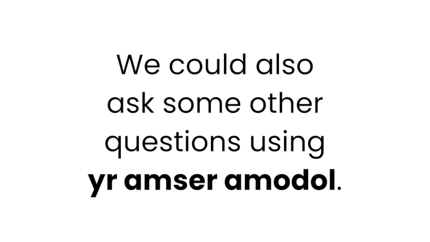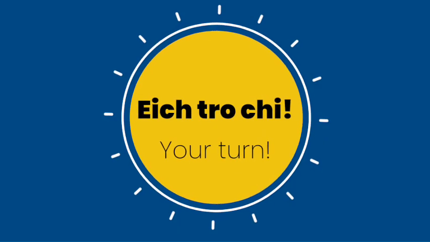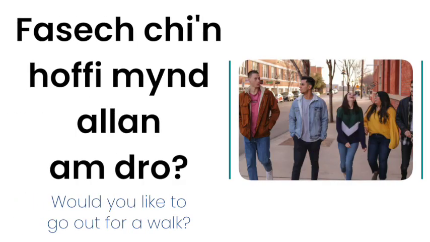Let's practice using the chi form. Dwedwch ar fy ôl i. Fasech chi'n hoffi mynd allan am dro? Would you like to go out for a walk?